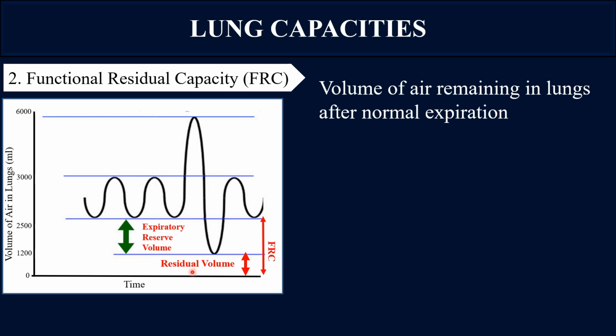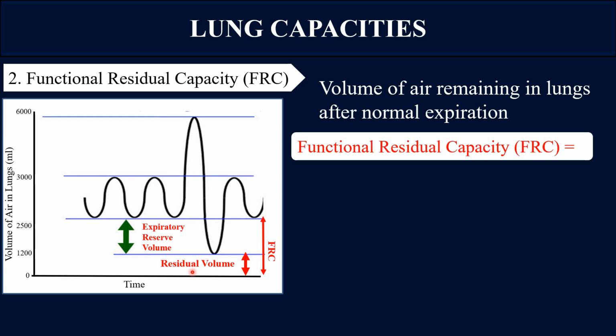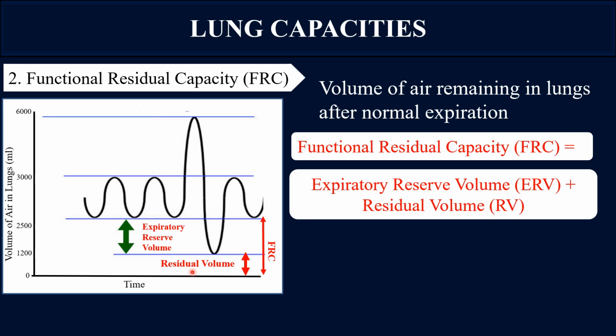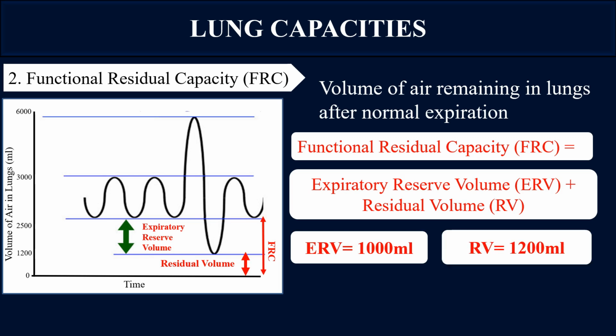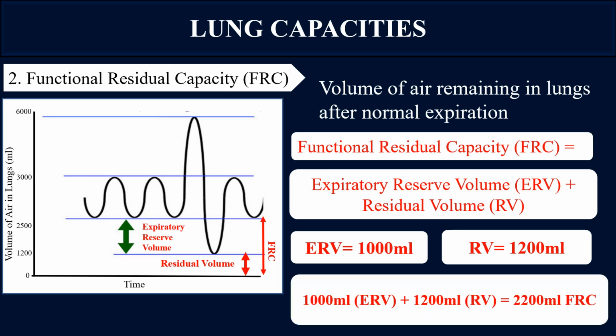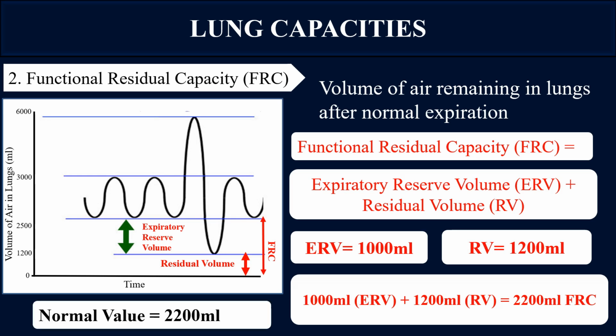So what would be the functional residual capacity? It will be equal to the expiratory reserve volume together with the residual volume. We already know the values of expiratory reserve volume and residual volume. Expiratory reserve volume is 1000 ml and residual volume's normal value is 1200 ml. Let's add both of them together. It will make up 2200 ml. So the normal value for the functional residual capacity is 2200 ml.